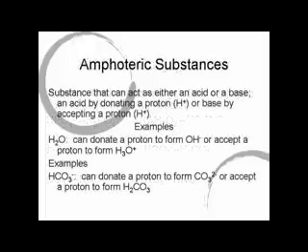We mentioned earlier amphoteric substances, and an amphoteric substance is a substance that can act as either an acid or a base. It acts as an acid by donating a proton, which is a hydrogen ion, H+, or a base by accepting a proton, which again is H+. So examples, water is amphoteric.